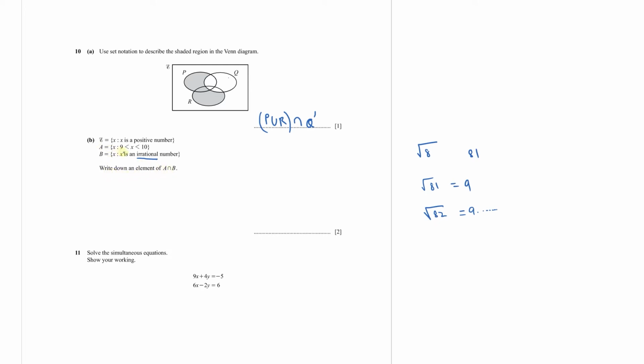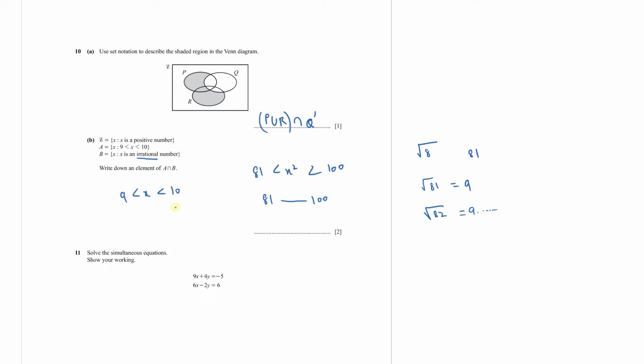So A intersection B means that X has to be between 9 and 10, and X has to be an irrational number. So what we can do here is we can take the squares of these numbers. What is the square of 9? It is 81. And what is the square of 10? It is 100.